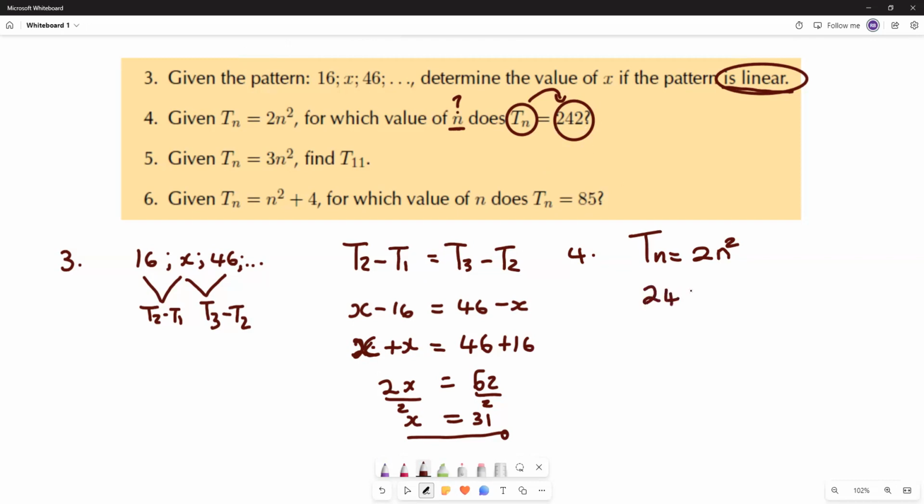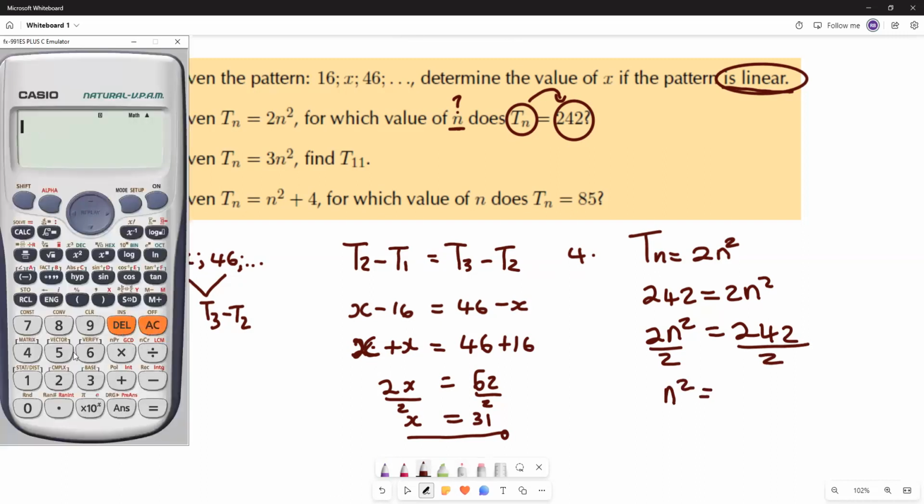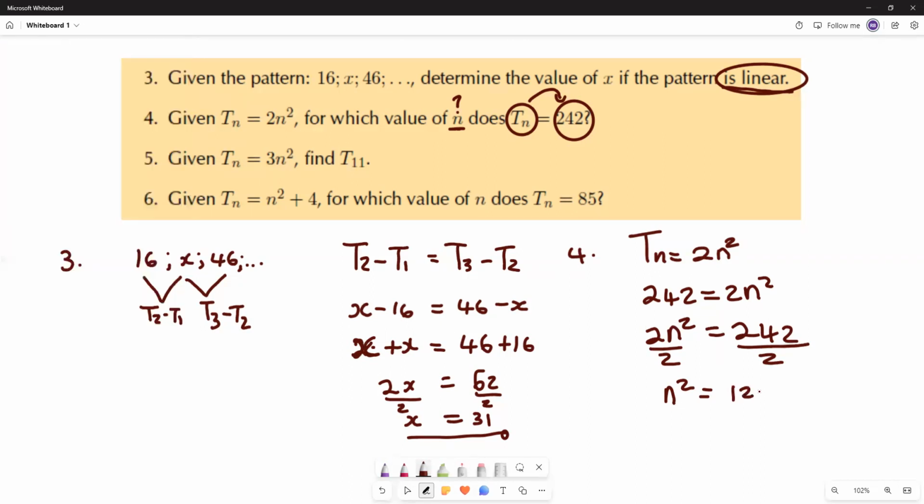242 equals 2n squared. So here I prefer to write it this way, which doesn't make a difference. I prefer the unknown variable to be on my left. Sharp. So I'm going to divide both sides by 2. Then I have n squared equals, what is 242 divided by 2? 242 divided by 2 is 121.